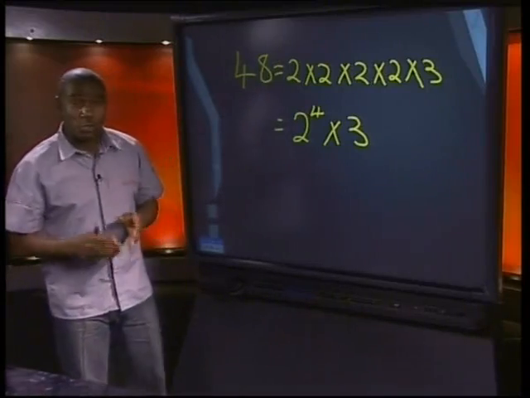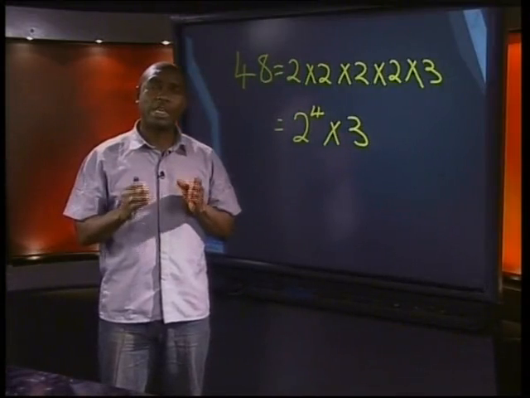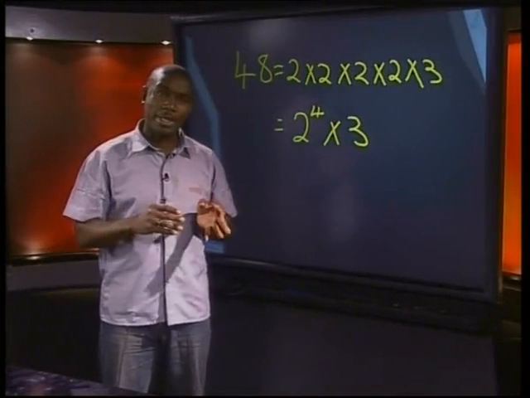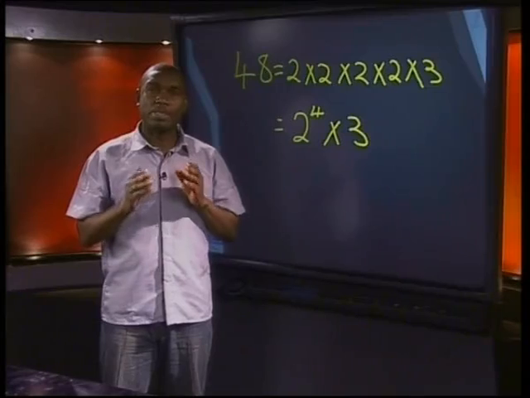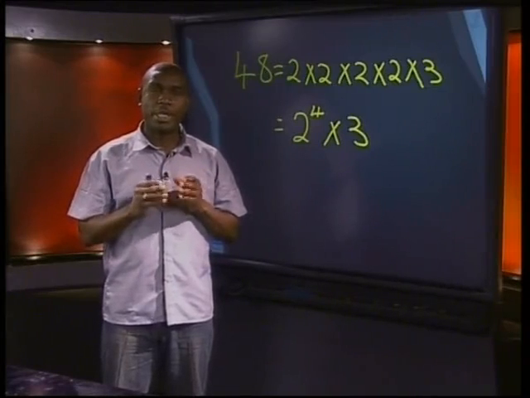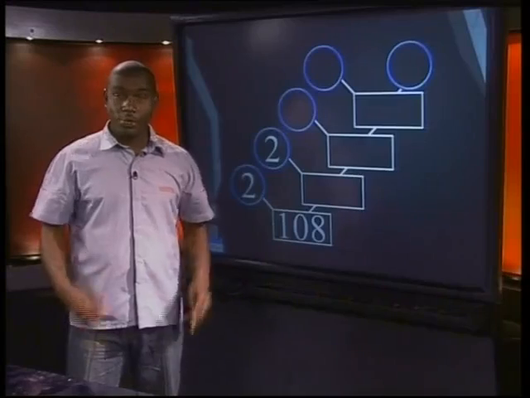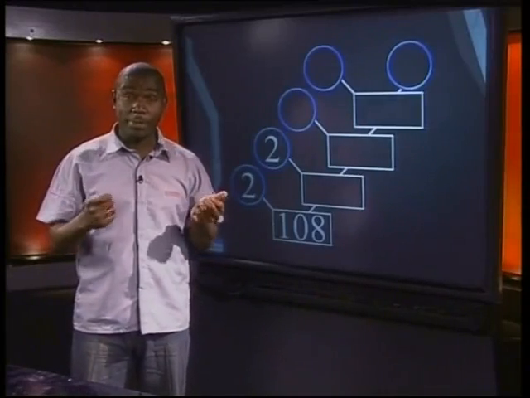This was fun, don't you think? Let us do the next one together. I want you to fill in the empty boxes. Get paper and pen, then you have to write the number as a product of prime numbers. The number is 108. Here is the tree. Right, are you ready? Do you have your pen and paper in hand?